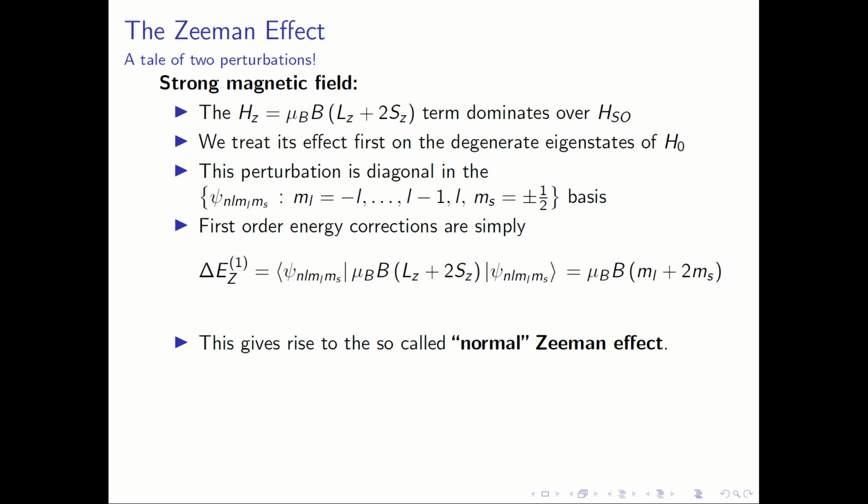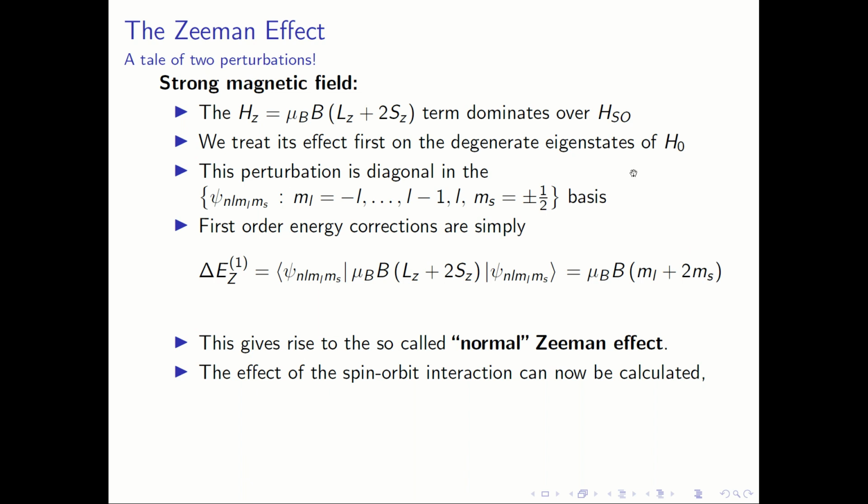I am writing this "normal" in quotes simply because it turns out that this normal is actually rather unusual. The name is pretty misleading because the normal Zeeman effect is not normal at all. At least it's not the usual case. Of course, you have the perturbation H_SO still on top of this, but since we have assumed that H_SO is much smaller than H_Z because of the large size of the B, the effect of the spin orbit interaction can be treated as a perturbation on top of this.